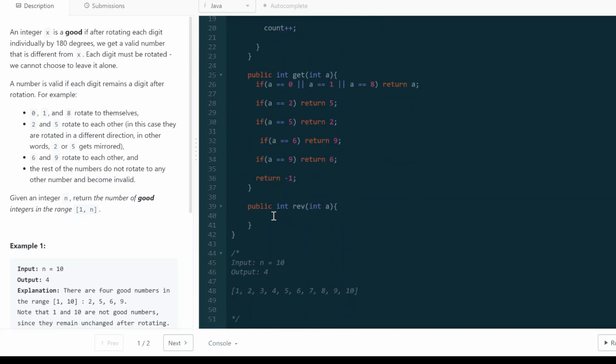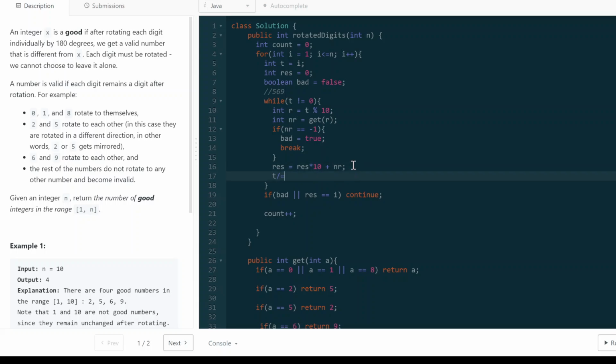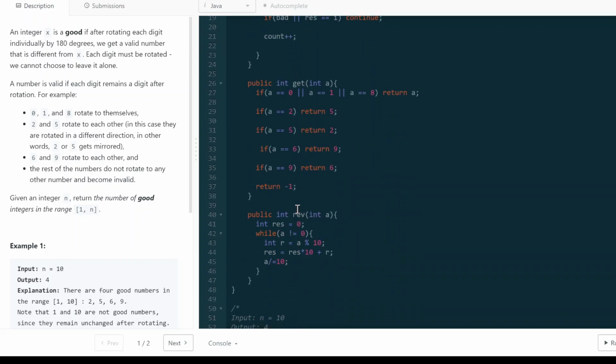So we extract each digit and build the answer one by one. So something like this. While a is not equal to 0, I get a remainder which is a modulus 10, and I'm gonna say result equals result into 10 plus r, and then a divided equals 10. Okay, I forgot division here, right? The a divided equals 10, and this is how we are able to reverse, and then I'm gonna return the result.